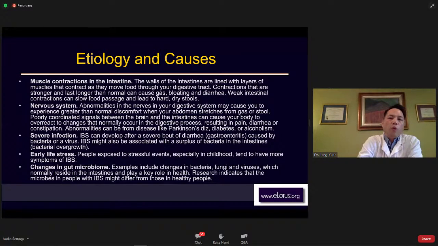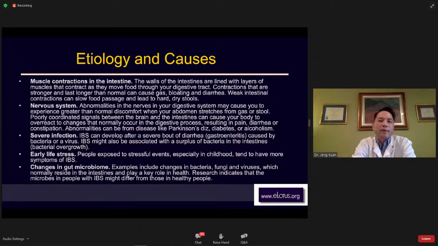The walls of the intestines are lined with layers of muscles that contract as they move food through the digestive tract. Contractions that are stronger and last longer than normal can cause gas, bloating, and diarrhea. Weak intestinal contractions can slow food passage and lead to hard, dry stools.